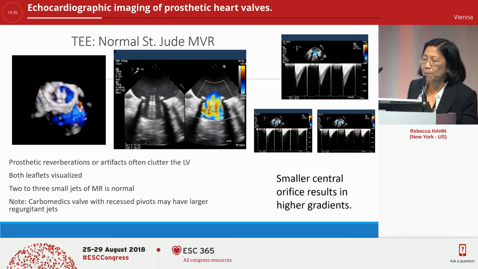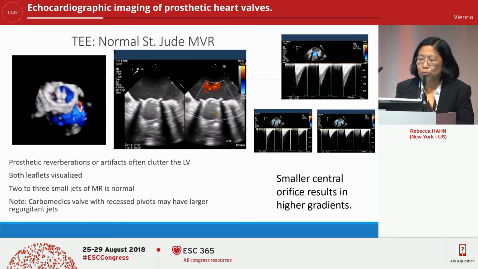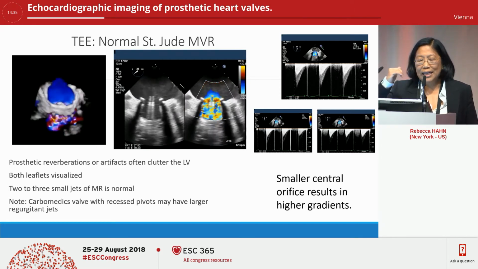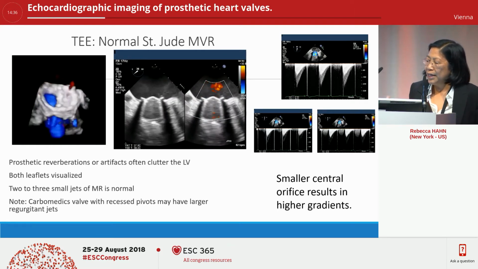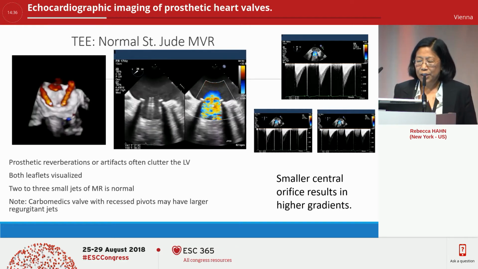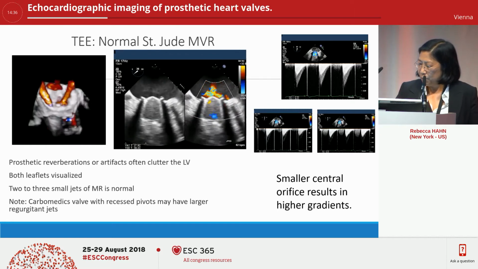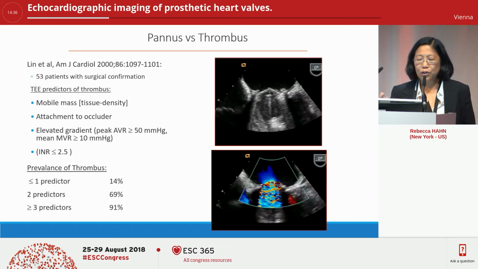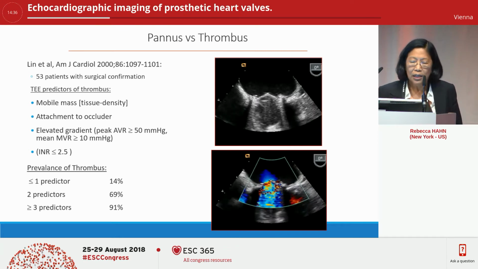And so the top spectral profile gives you a CW through the central orifice, where you can see a double envelope because the central orifice velocities are a little higher. It's a smaller valve area there. And then the two lateral and medial orifices give you what we would consider the true continuous wave Doppler peak and mean gradients. So again, smaller central orifice, it's important to understand that you would not take that very faint high velocity from the middle orifice.